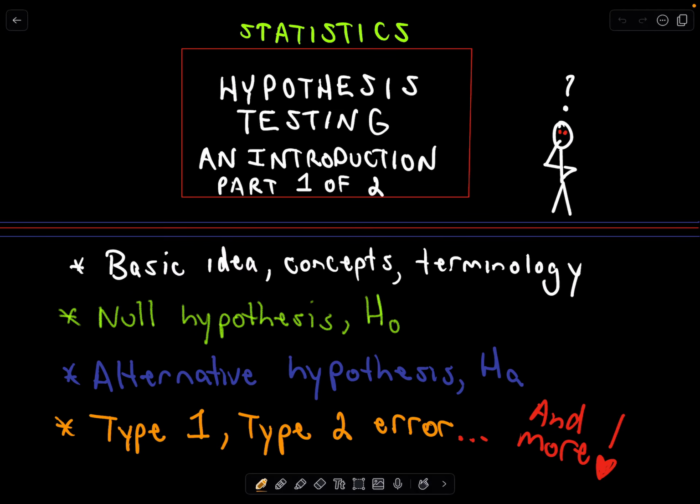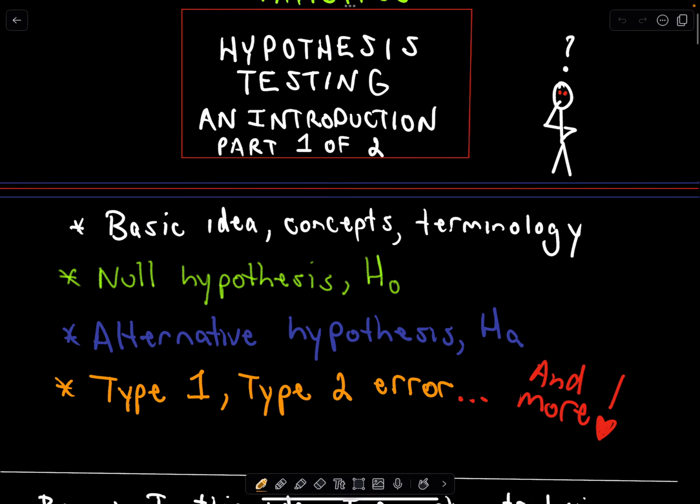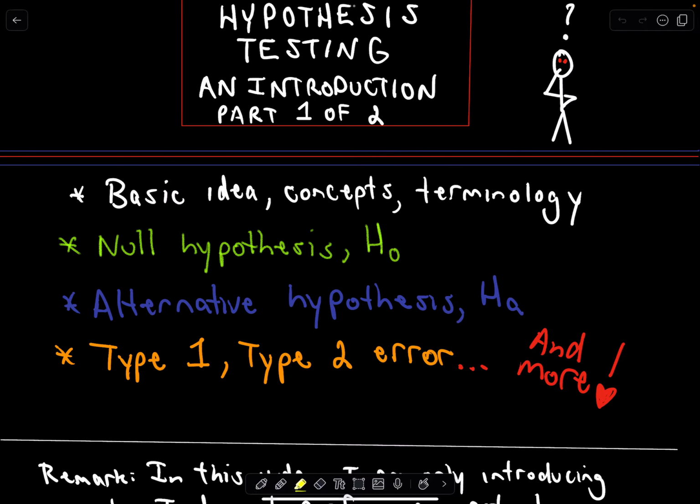So in this video, we're going to talk about hypothesis testing, something that you will see in a statistics course. And this will be part 1 of 2, and typically when you talk about hypothesis testing, you'll even talk about it over an entire chapter. So I will do more examples, talk about more hypothesis testing as we go along. But in this video, this is going to be an introduction. We're going to talk about the basic idea of what we're doing, some concepts, some terminology.